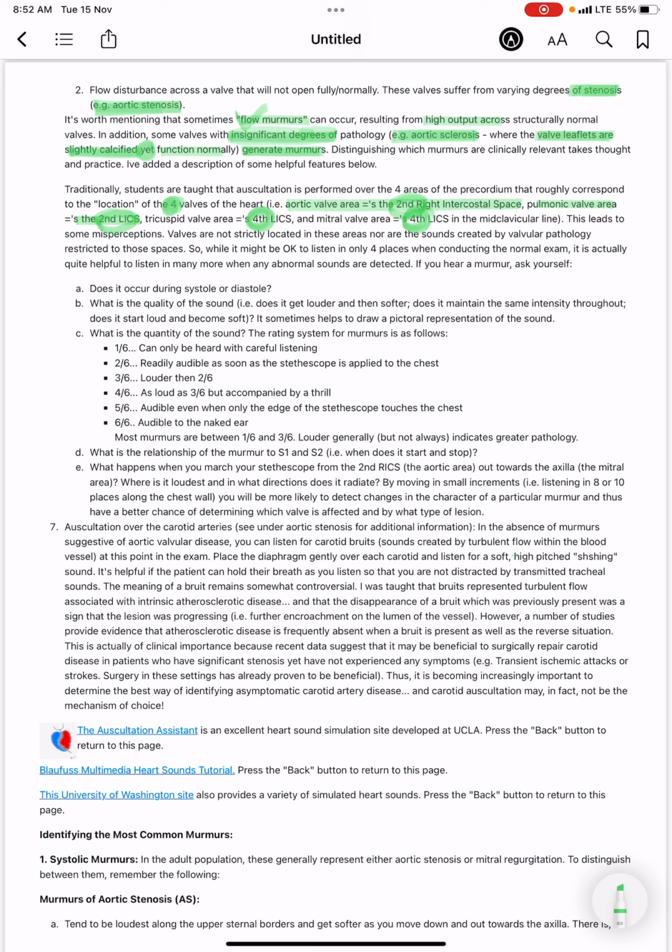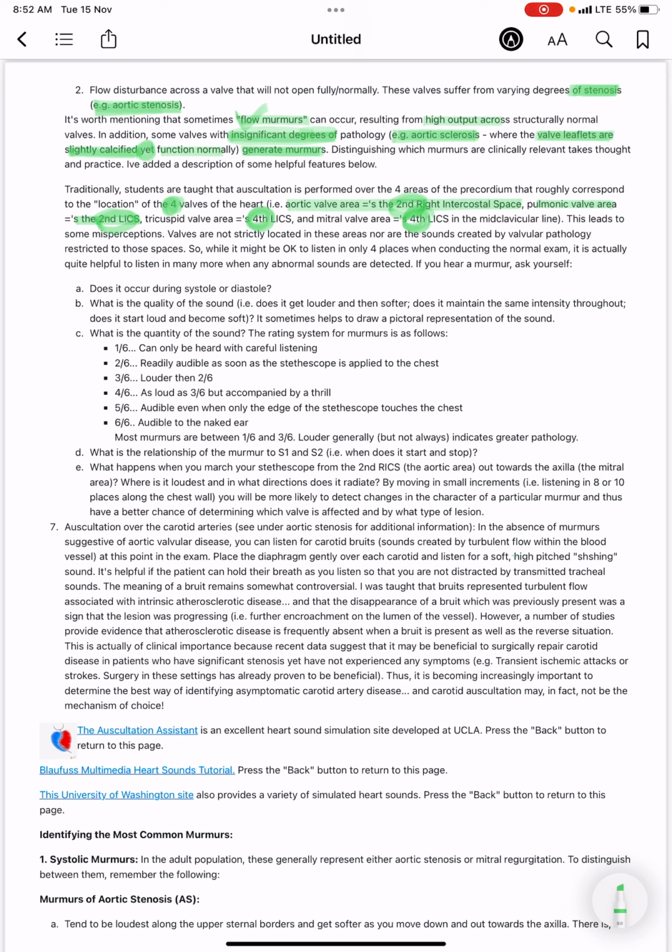This leads to some misperception. Valves are not strictly located in these areas, nor are the sounds created by valvular pathology restricted to those spaces. While it may be okay to listen in only four spaces when conducting the normal exam, it is actually quite helpful to listen in many more when any abnormal sounds are detected.